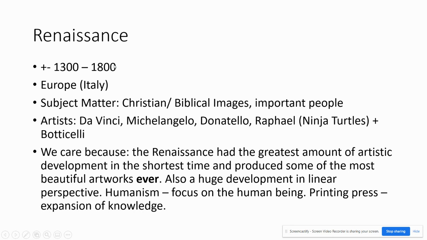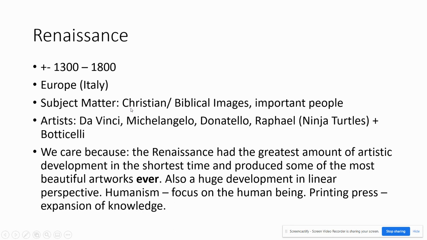So that is a fair amount of time for a whole lot of stuff to happen. And there's huge developments that happened in those 500 years, which we will look at. So there's different versions of the Renaissance. There's the early Renaissance and late Renaissance, but we're just going to focus on the Renaissance in general. The Renaissance that we are focusing on, as in Renaissance with a capital R, happened in Europe, specifically Italy. And there were different moments and different things that happened in Italy at different times, which I will get to later. So, the subject matter, how do we identify a Renaissance artwork?